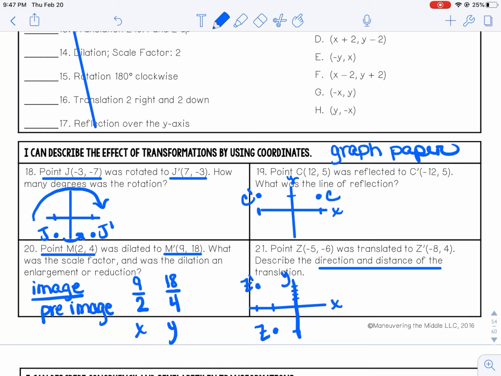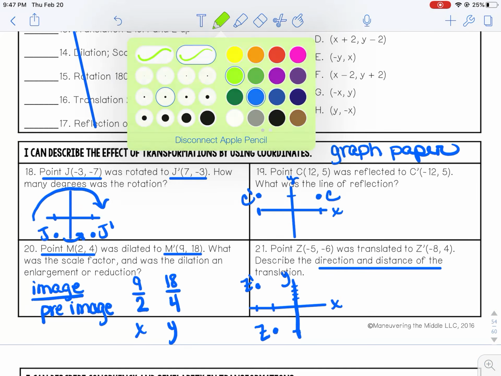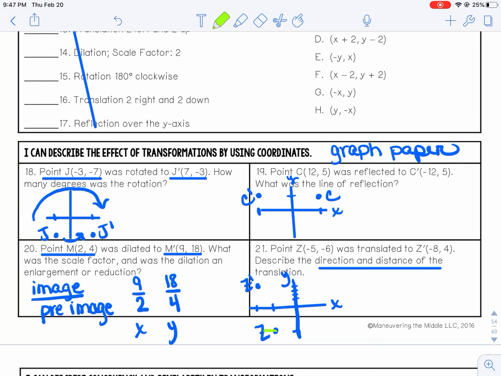Okay? So you can kind of see what happened. Not with mathematical accuracy, but you can see to go from Z to Z prime, you had to go this direction, then this direction. So how many points to the left did you go? How many points up did you go? All right, so that may require some graph paper, or you can do some adding and subtracting, but at least you know that you're going to the left and you're going up. So again, you have to detail how many points to the left you went and how many points up that you went. Pause the video so you can get that one done.